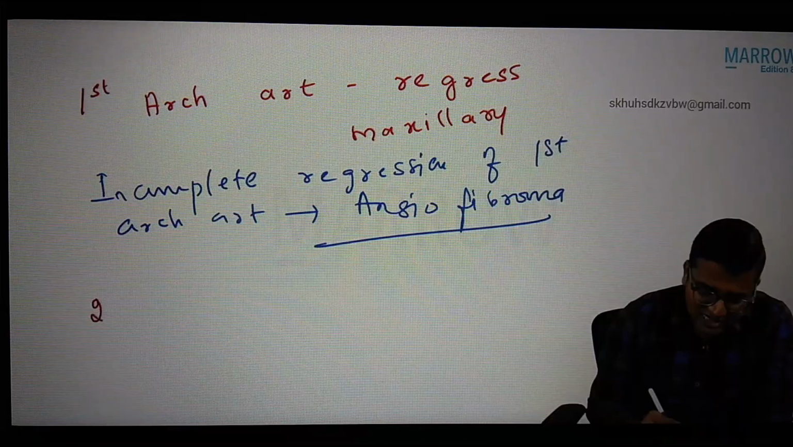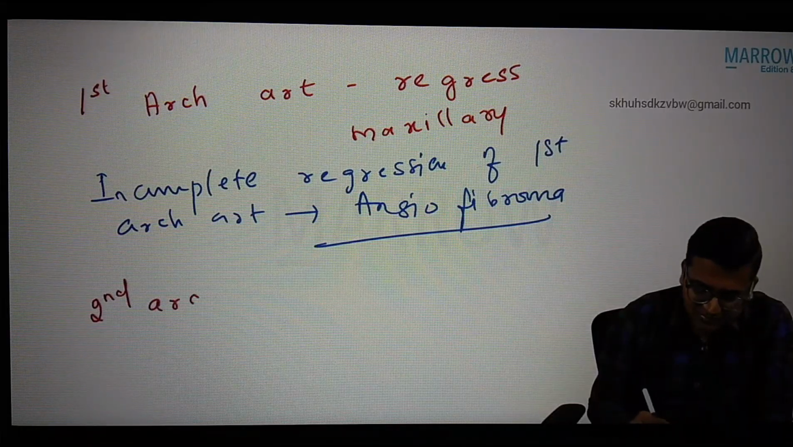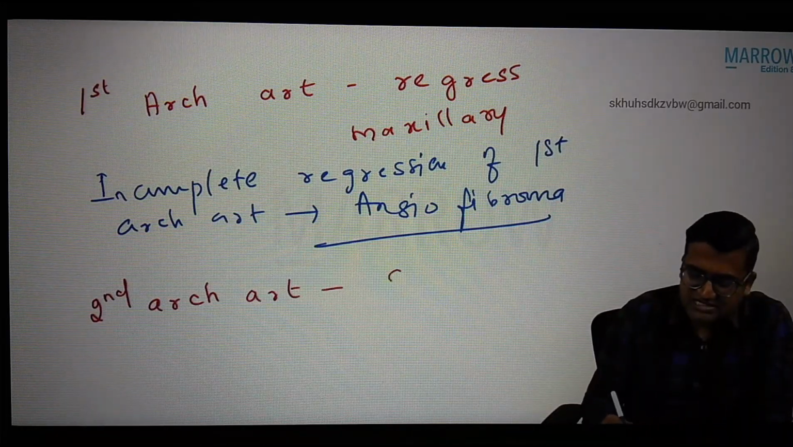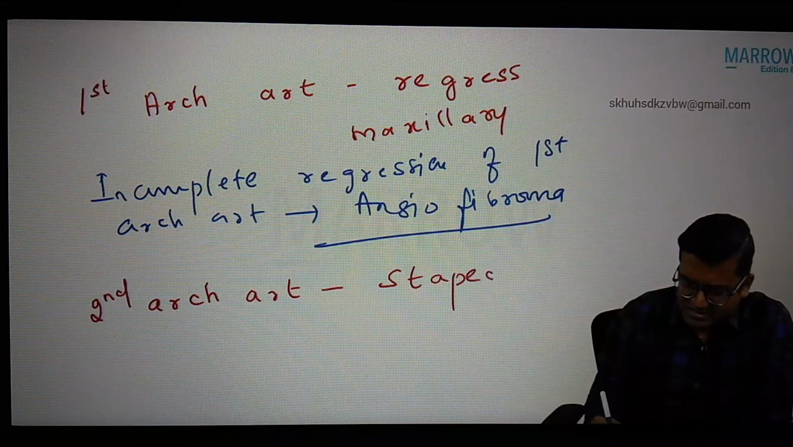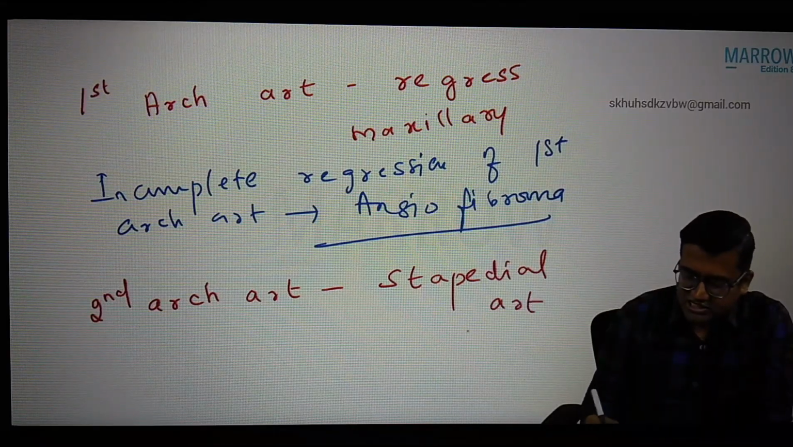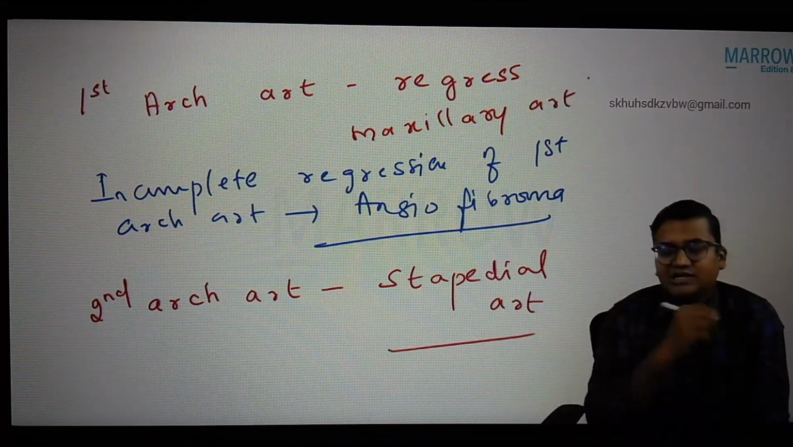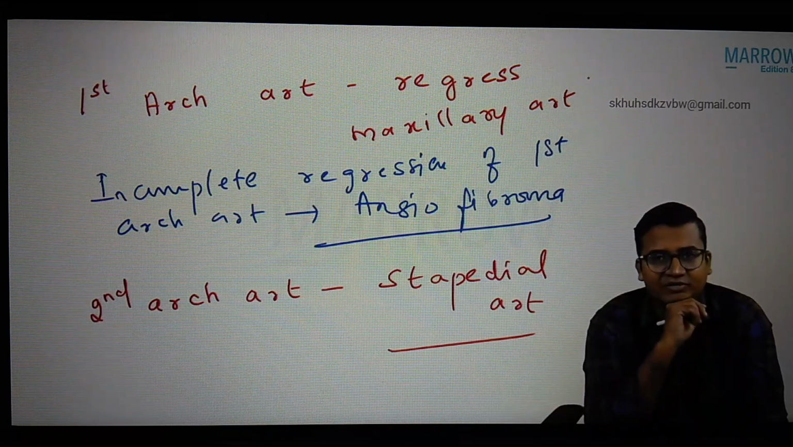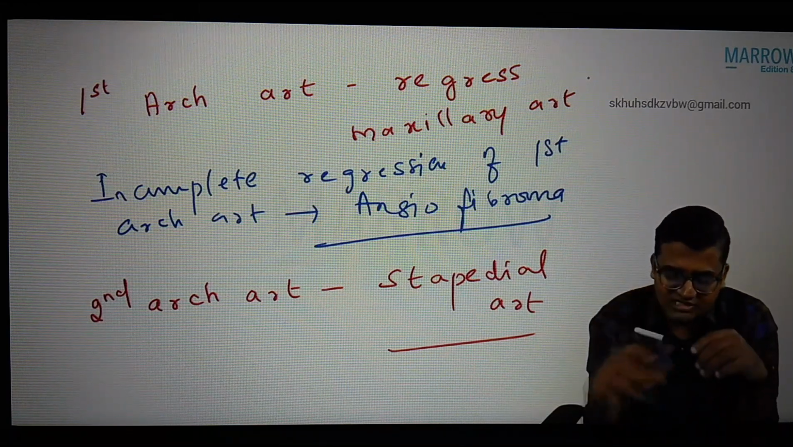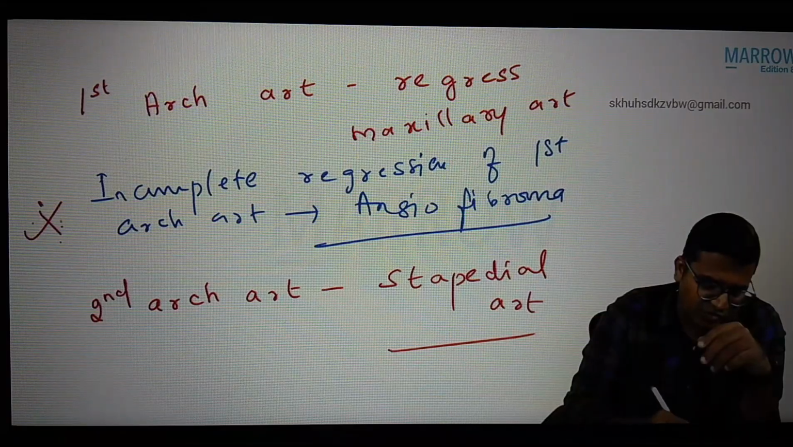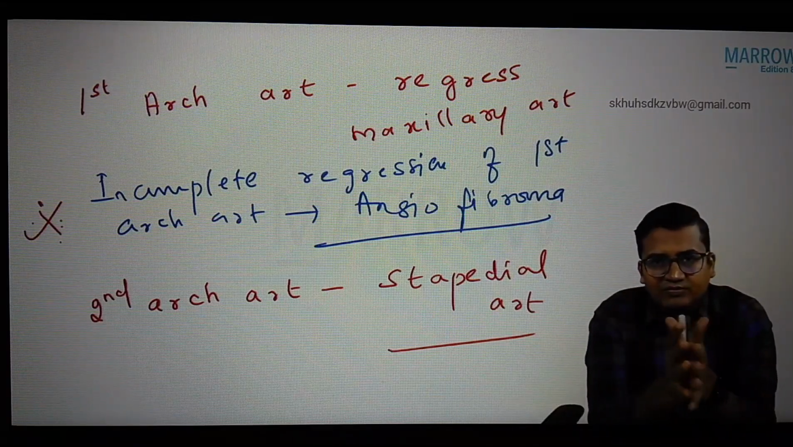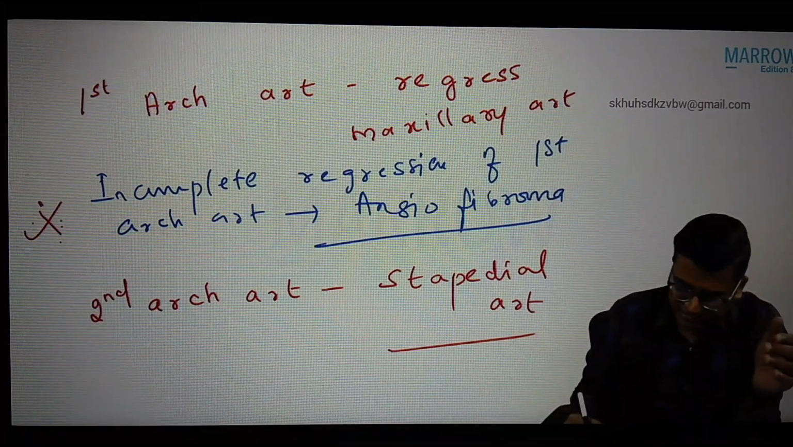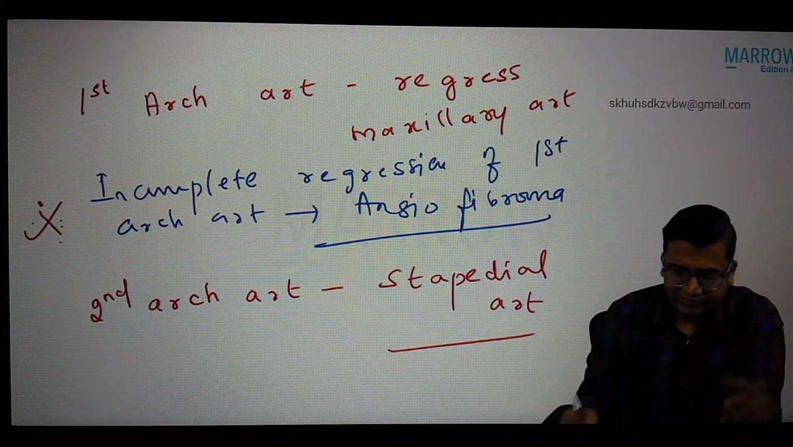Now the second arch artery will regress and in turn form the stapedial artery. Very basic. So the first arch artery will regress and form the maxillary artery, and the second arch artery will regress and form the stapedial artery. The incomplete regression of the first arch artery in turn results in one tumor called angiofibroma. Clear? Right. So now we're going to draw the diagram.